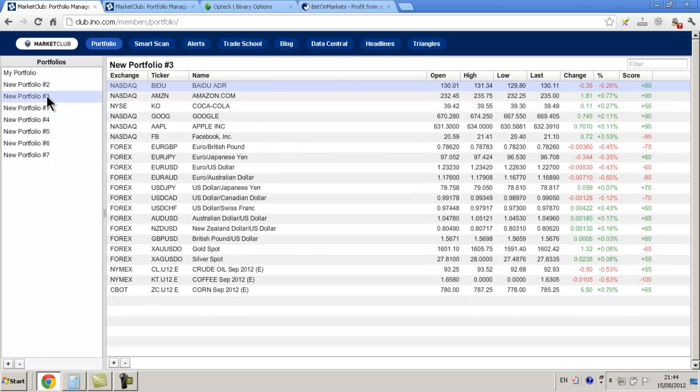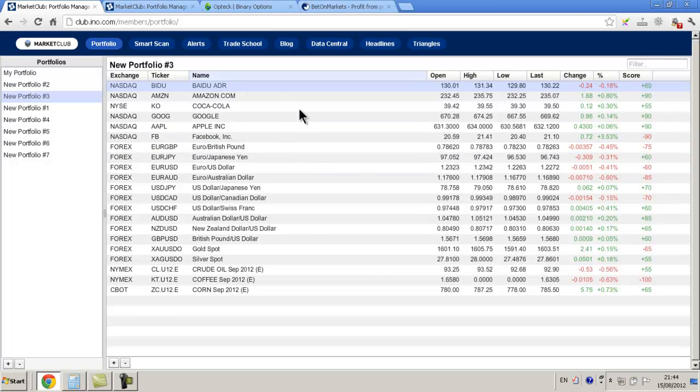Okay, so on this one, we're going to look at Opteck. Okay, you can see it's got nice stocks: Baidu, Amazon, Coca-Cola, Google, Apple, Facebook. Okay, those are good ones. Remember, with a lot of these binary options, they'll give European stocks, but then Market Club won't actually give details on those. It's primarily US, or you can get Australian Market Club as well for Australian stocks and Asia stocks.